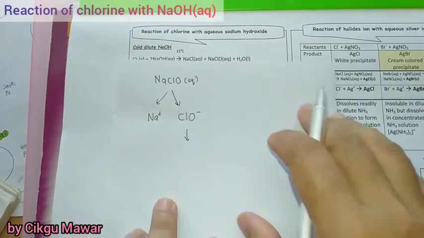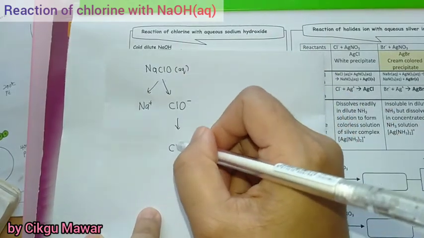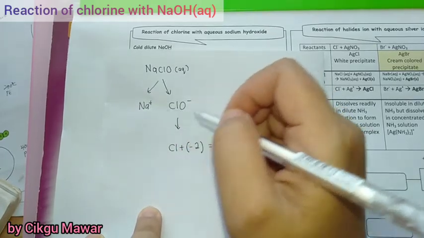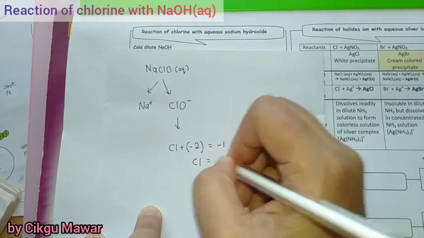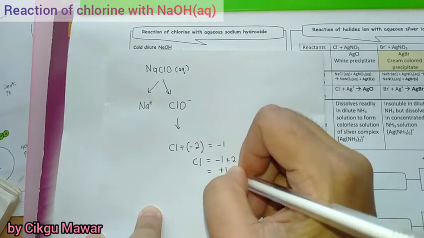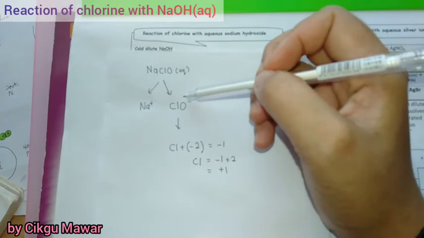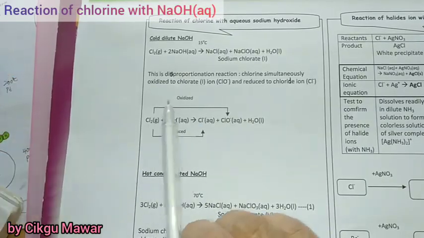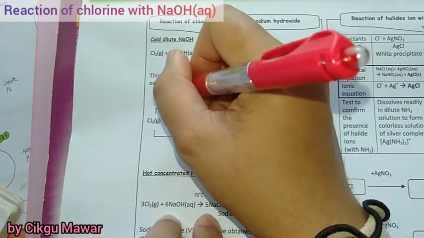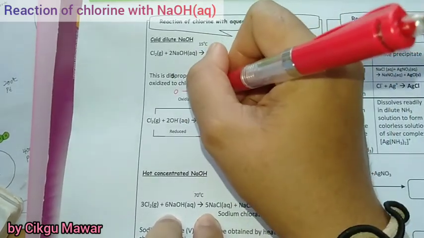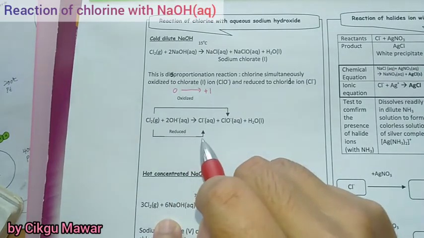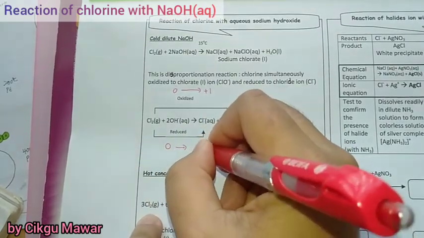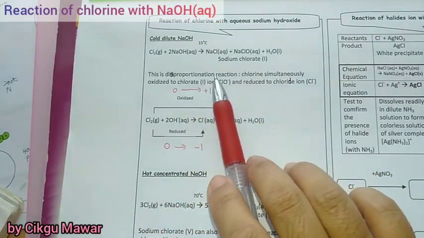Let's calculate the oxidation number in chlorate(I). Cl plus oxygen, which is negative 2, equals the total oxidation number of the compound, which is negative 1. So Cl is equal to plus 1. So the oxidation number of chlorine in the chlorate(I) ion is positive 1. Hence, we can see from the equation that chlorine oxidizes from 0 to positive 1, while in the reduction process, chlorine reduces from 0 to negative 1. So this is what we call a disproportionation reaction.